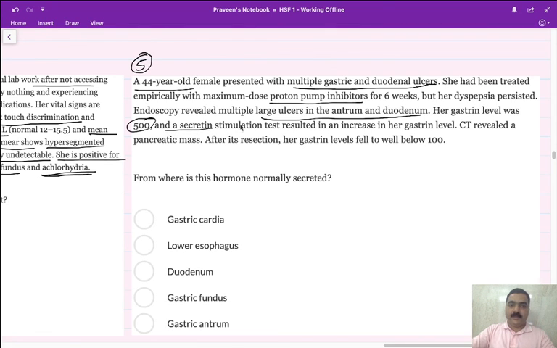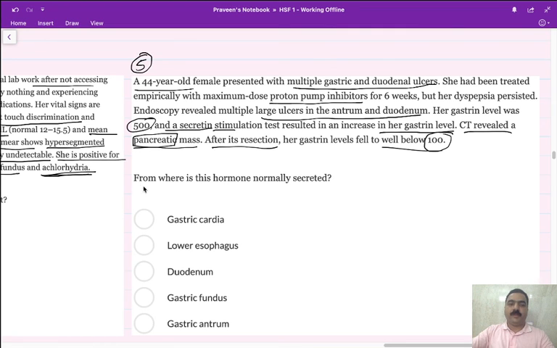The secretin stimulation test, one of the classical tests done for the gastrinoma, resulted in an increase in her gastrin level. Normally it should decrease, but here because it is a gastrinoma, there is no decrease when it is stimulated by the secretin. CT also reveals a pancreatic mass. Important to see over here, the pancreatic mass. Zollinger-Ellison syndrome is seen where the gastrinoma is in the pancreas. After its resection, her gastrin level falls to the normal value. Normal is 100, but it was 500 before, and now it has fallen down after the surgery.